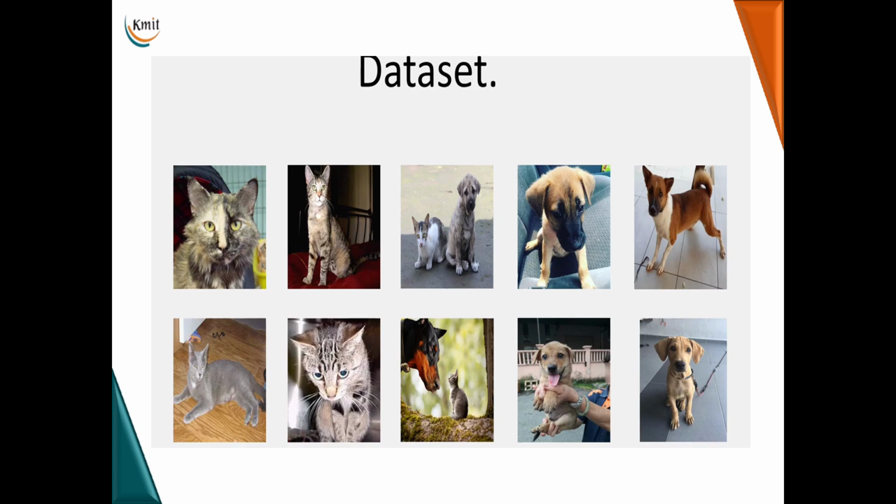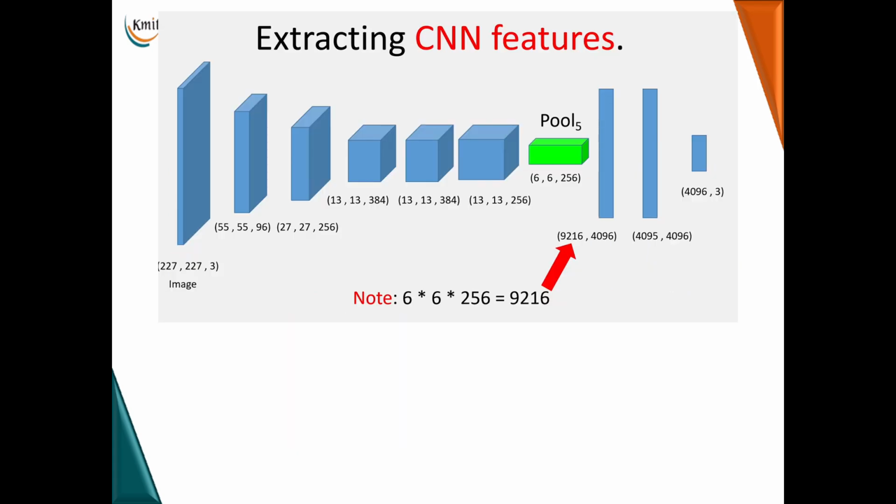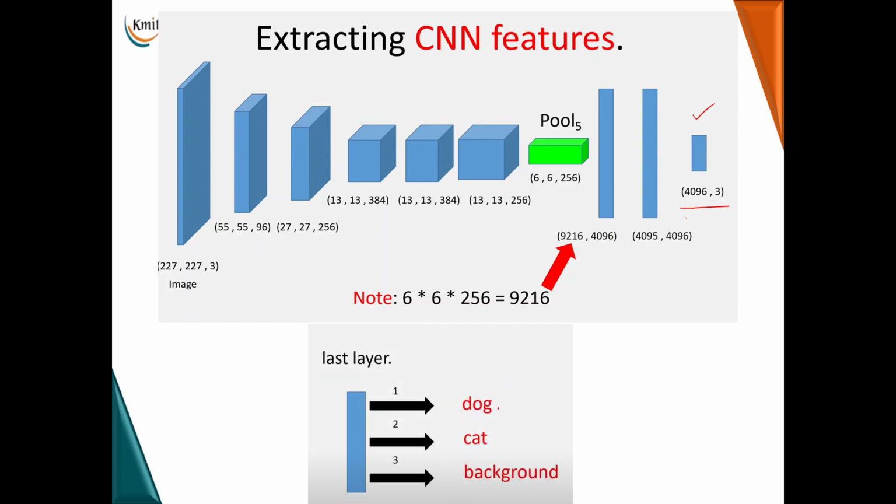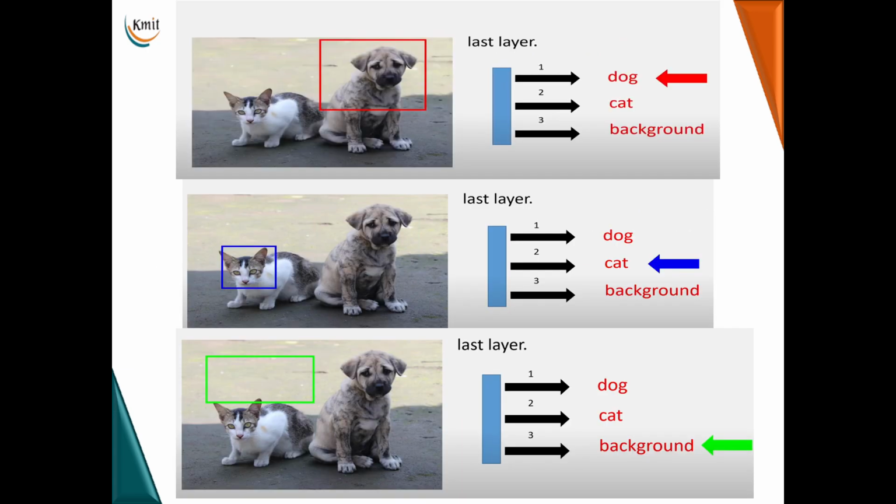Coming to the second step involved in fine tuning, you need to redefine the dataset. This is my dataset with the different images of cats and dogs. Now we will be extracting features with 4096, 3, which is my output layer that replaced the original AlexNet output layer. And the first neuron will be fired when a dog is in the image. The second neuron will be fired for a cat, and the third neuron will be fired when it is background. This is the reason why we use n plus 1.